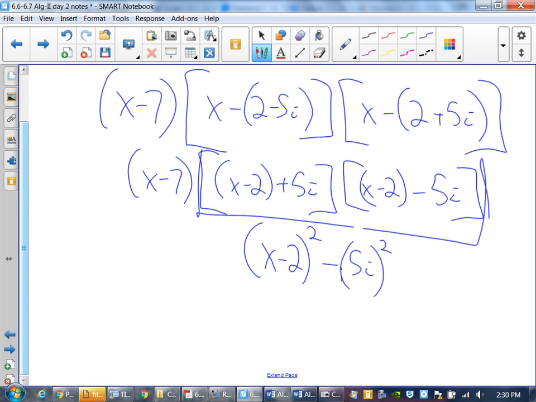What's 5i squared? Well, what's 5 squared? 25. So negative 25 times negative 1 is 25. So it's going to be x squared minus 4x plus 4 plus 25. It's always going to be this term squared plus that coefficient squared. Always. It's a nice trick. Or FOIL it out, and you'll get the same thing. Okay?